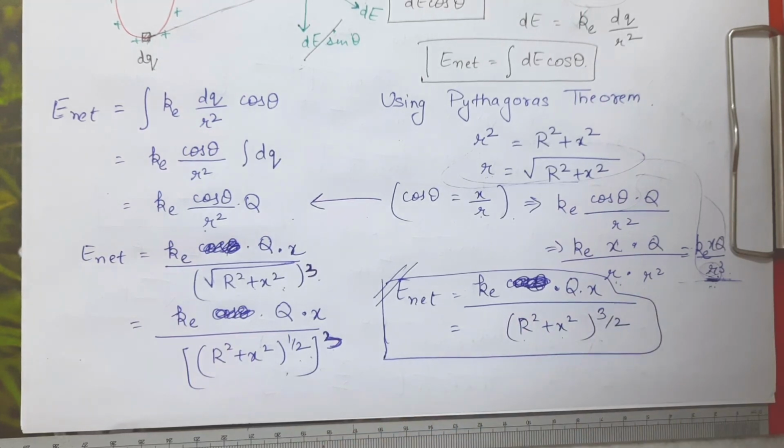In the next video we are going to discuss 3 of the special cases of this one, electric field on the axis of the charged ring. In the next video we will discuss the special cases.